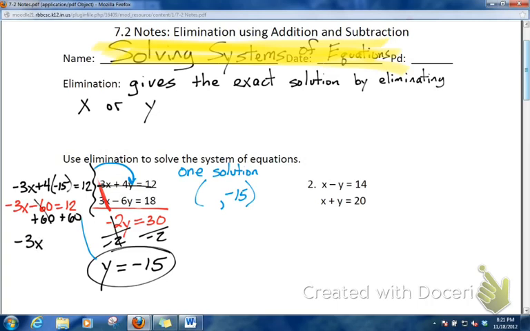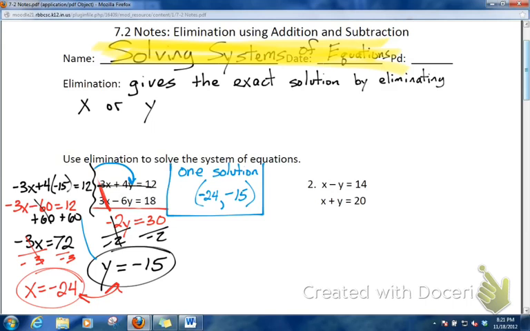I have negative 3x equals 72. And then I'm going to divide both sides by negative 3, and x equals, and double check this with your calculator, but this should be negative 24. So there's your x, there's the y that you found earlier. So your solution is that these two lines are going to cross at the ordered pair negative 24, negative 15.